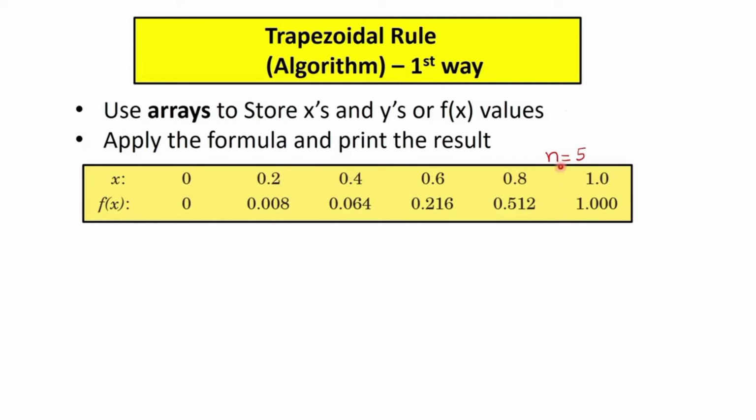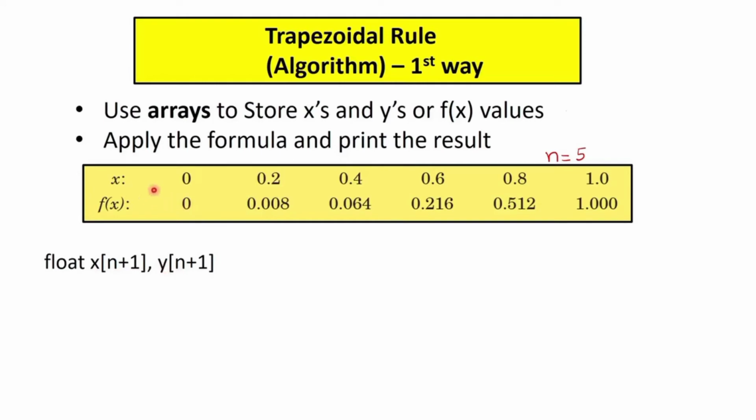Currently we have the value of n, the number of subintervals, equal to 5. But we need to store 6 values for x and for y. That means we need arrays of size n plus 1. So n is 5, so 5 plus 1 is 6. So the size of the arrays x and y will be n plus 1.